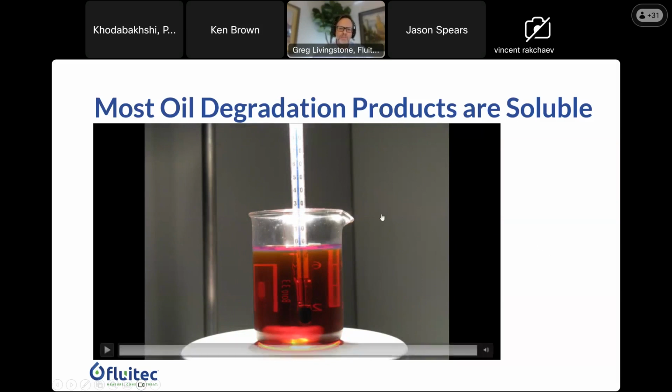You may have the occasional power plant or a hydroelectric plant, but the vast majority of turbo machinery is operating at 50, 60, 70 degrees. So basically all of these products are in solution, which is why normal filters can't filter out these degradation products. It's also why when we take a test and we want to determine the varnish potential of the fluid, we have to let that test sit and age for 72 hours to allow these things to come out of solution to properly measure them. So again, oil degradation products are soluble.